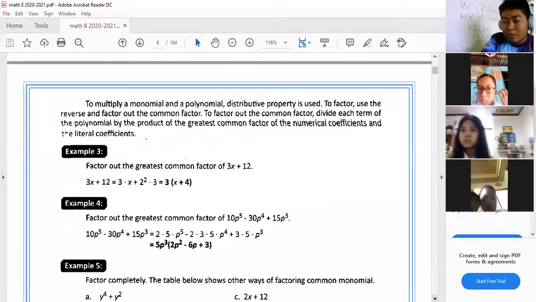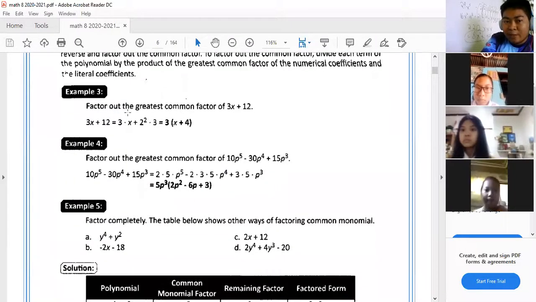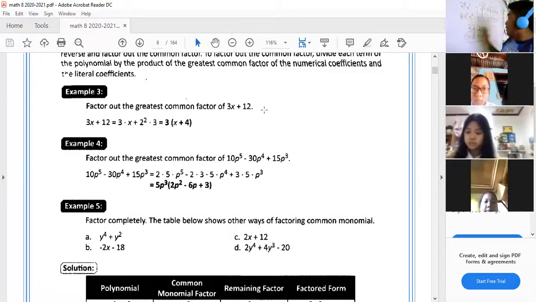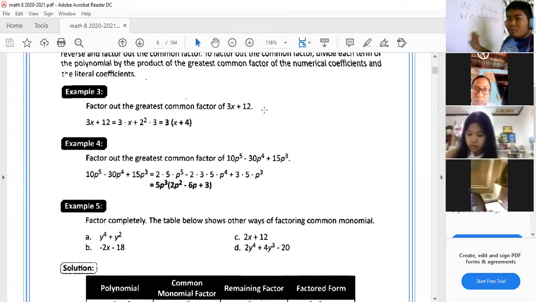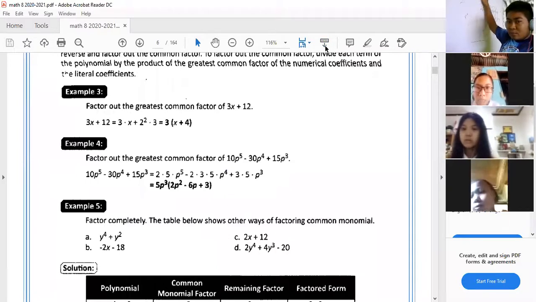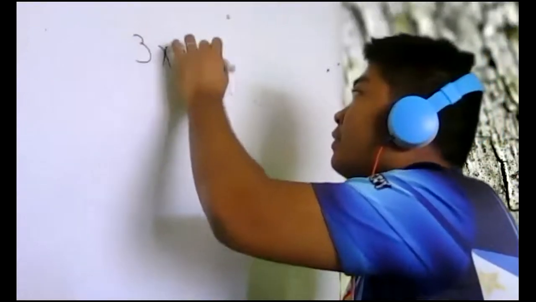And so, in your module, marami examples dyan. And so factor out the greatest common factor of 3x plus 12. So let's try this example naman. 3x plus 12.